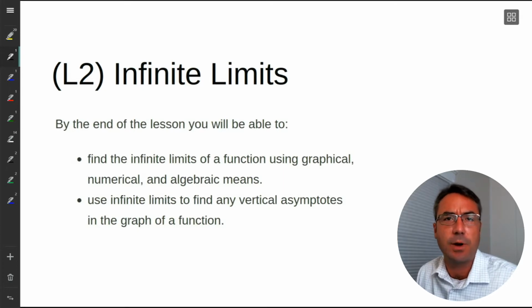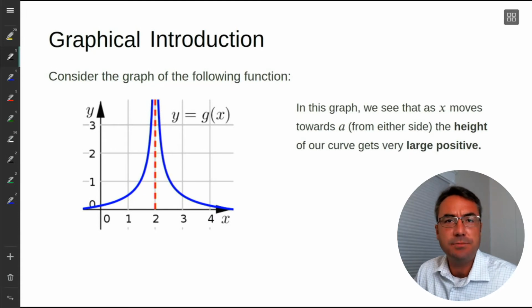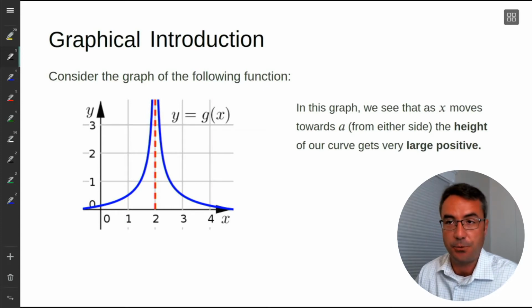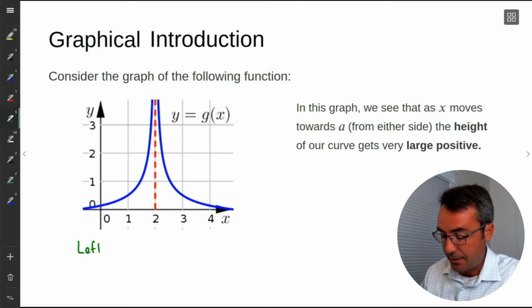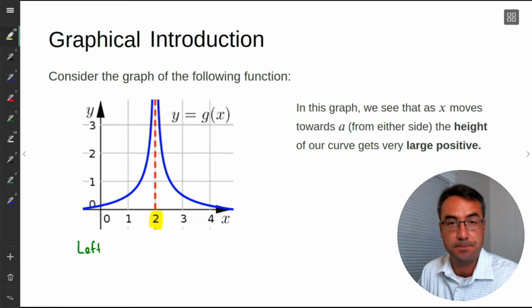We're going to start with the graphical approach here. And here we have a function, g of x, the graph of this function. We see something interesting happening around x equals 2. We see that the graph here is getting large positive on either side. The height of our curve is getting large positive on either side. So specifically, let's start with the left side here. And we see that the interesting behavior is centered around x equals 2.